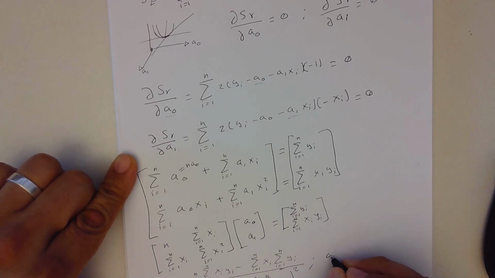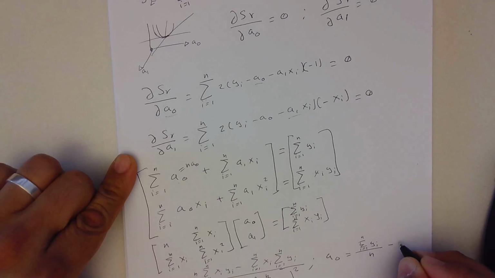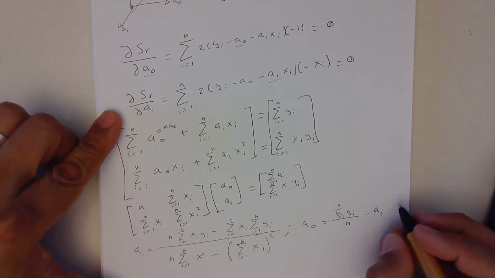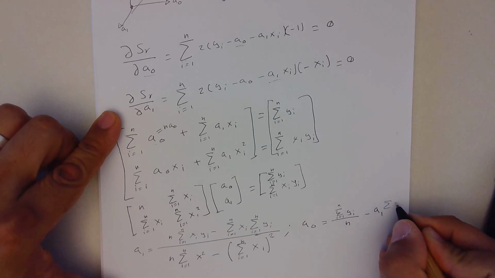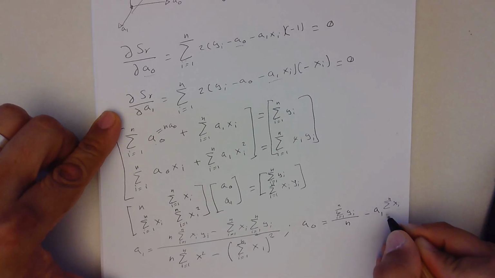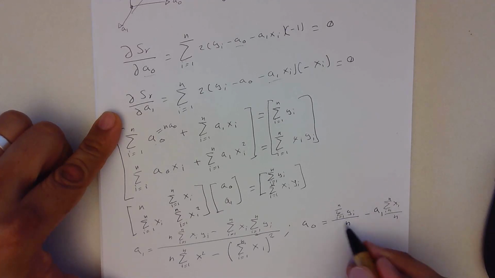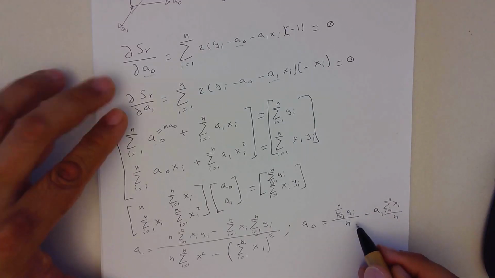Okay, and A0 will be the summatory of y divided by n minus this value that we have here, by the summatory of xi over n, which is 1 divided by n, and this is actually the average value, right? The mean, the arithmetical average.